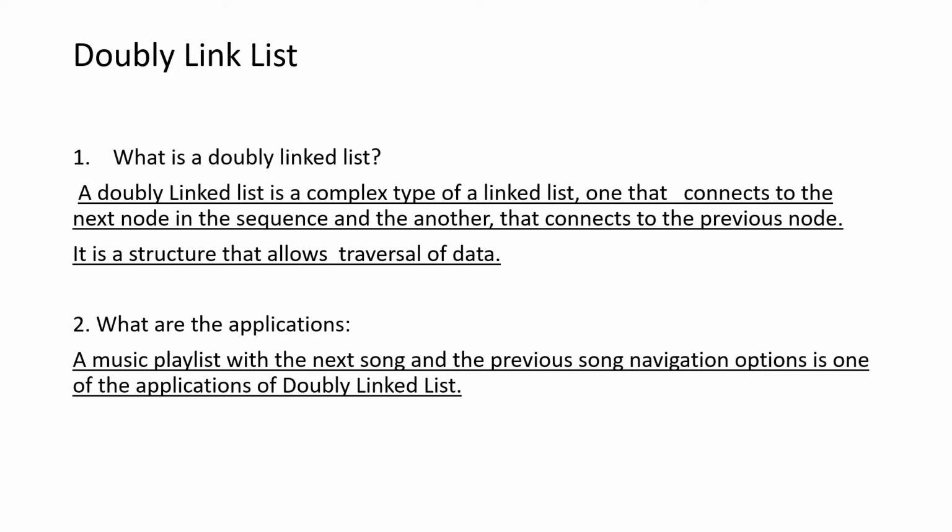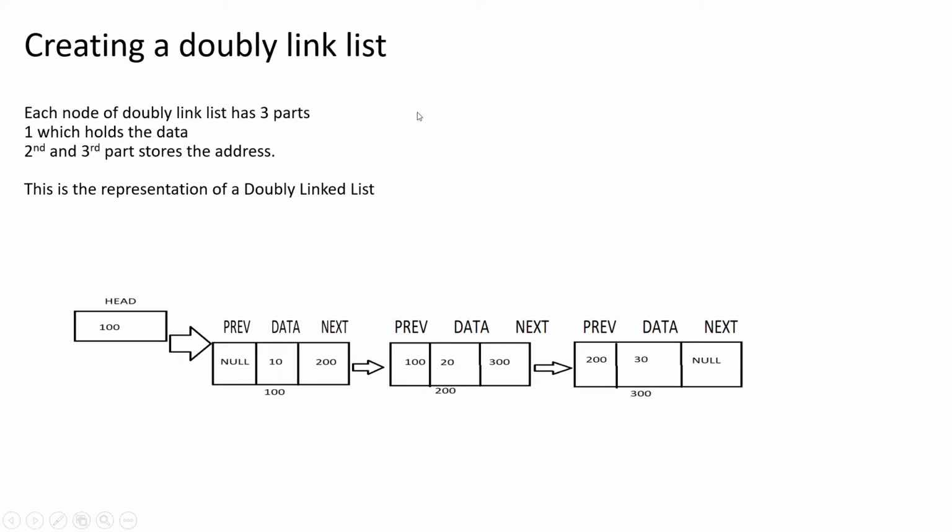Moving on to the creation of doubly linked list. So, how do we create a doubly linked list? Here, for example, we can see a diagram where we have a head node and three different nodes with three different addresses. So, what are these? Let me explain.